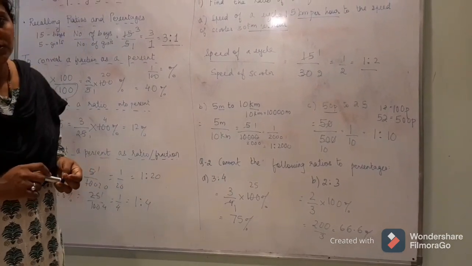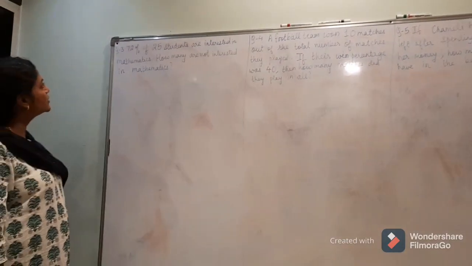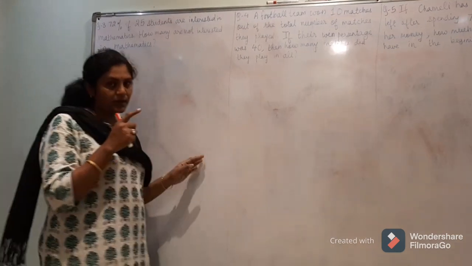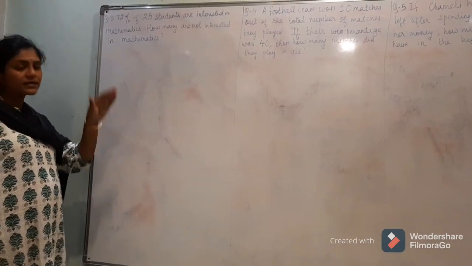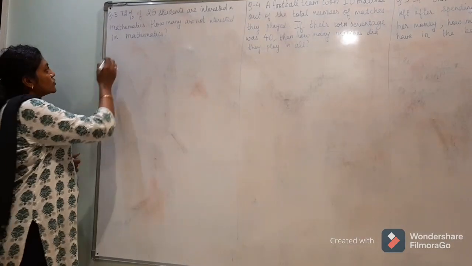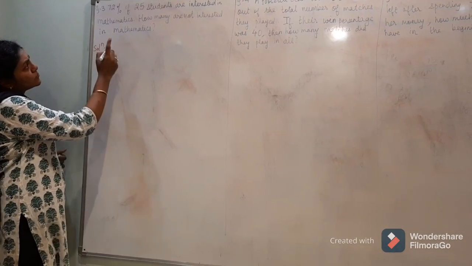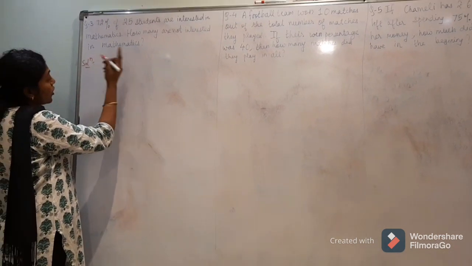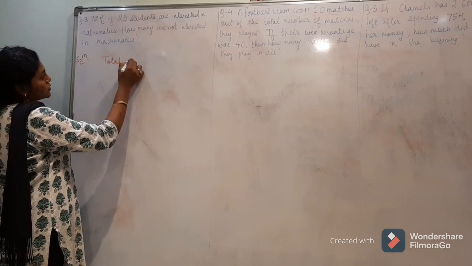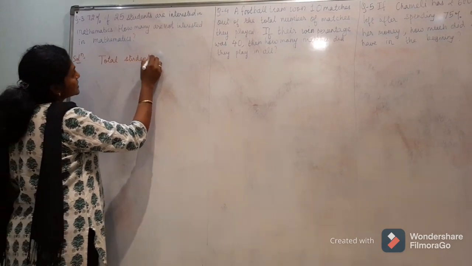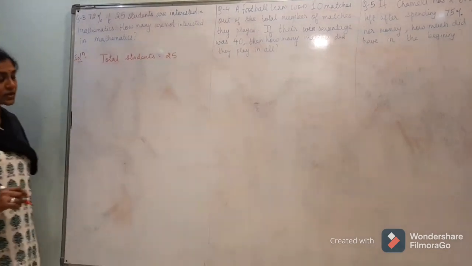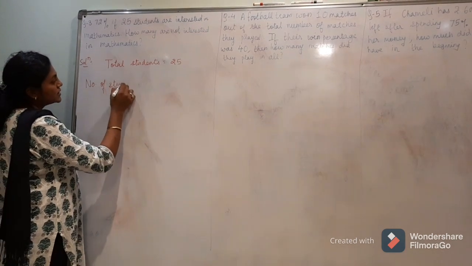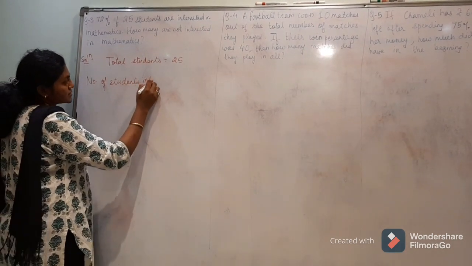Question 3. 72% of 25 students are interested in mathematics. How many are not interested in mathematics? So what is the total number of students? 72% of students of 25. So total students is equal to 25. Now number of students interested in mathematics.